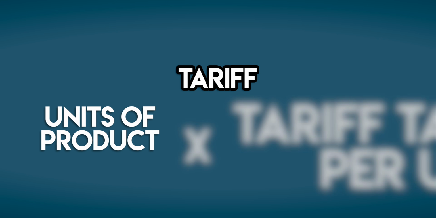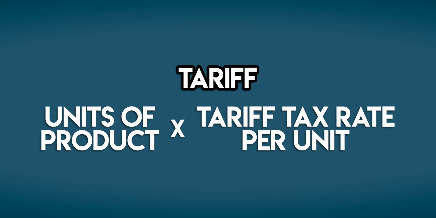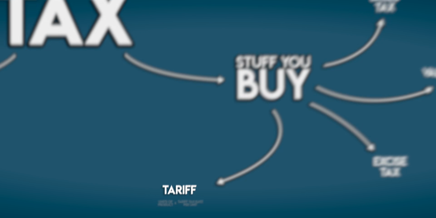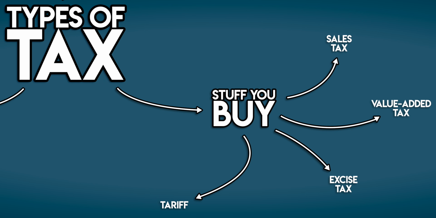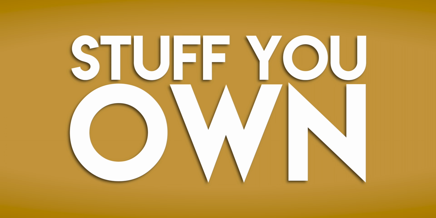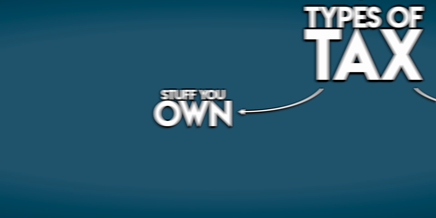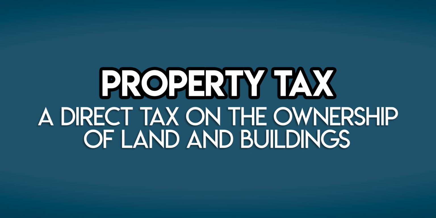The cost of a tariff is equal to total units of a product multiplied by the tariff tax rate per unit. Governments tax the stuff you earn and the stuff you buy, but they also tax the stuff you own. Take your house, for example. Property tax is a direct tax on the ownership of land and buildings. It tends to be charged by local governments to fund public services in the area, things like schools and libraries.